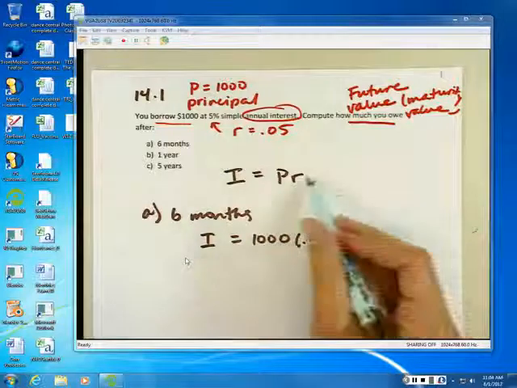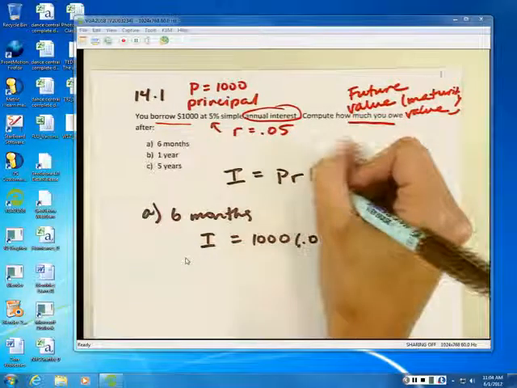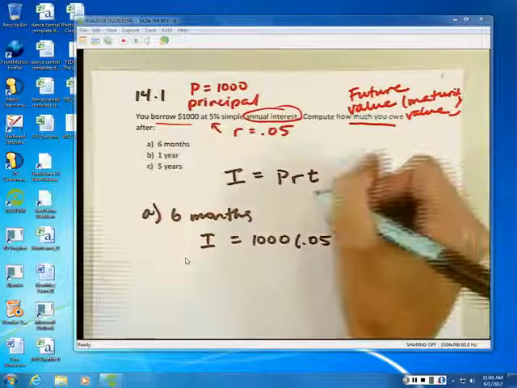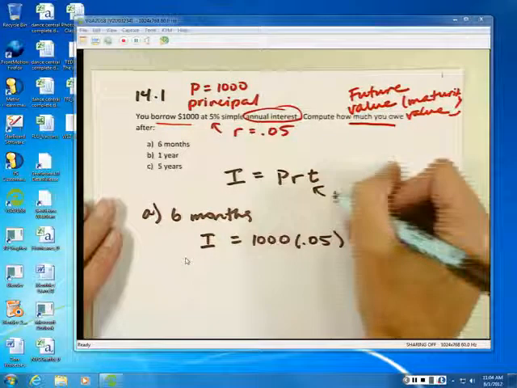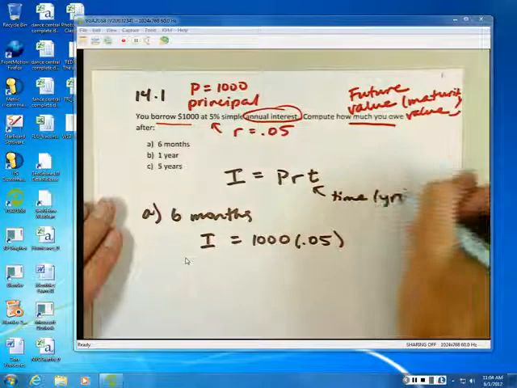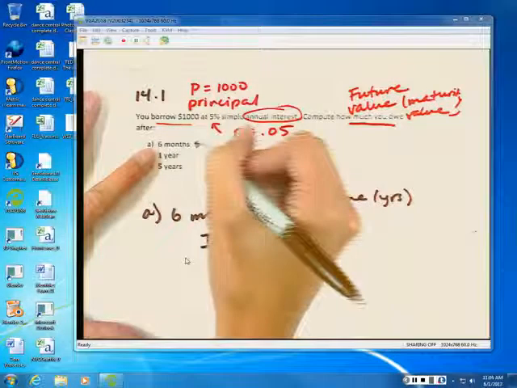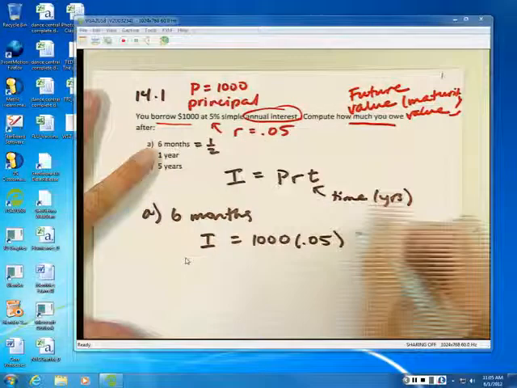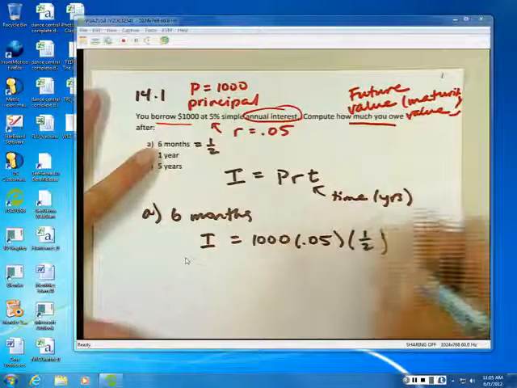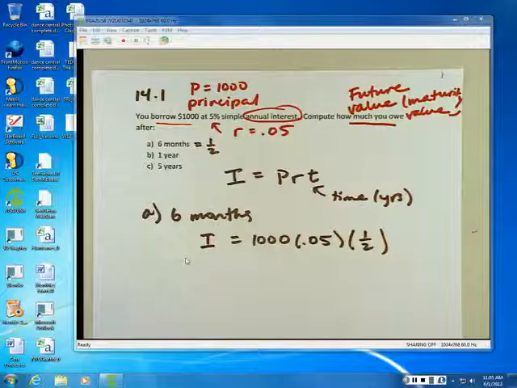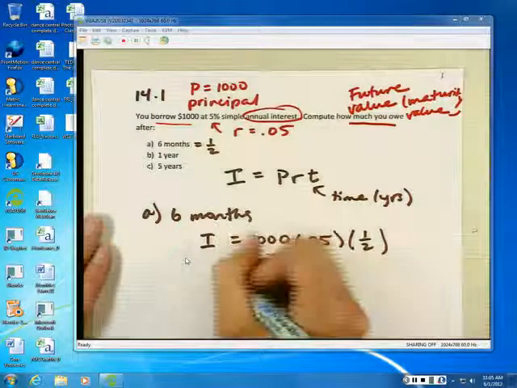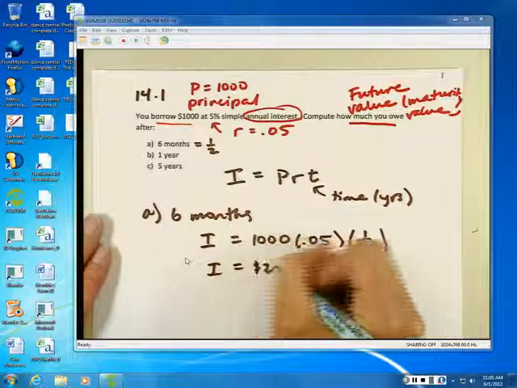So I'm going to put one more value here so that we can use it for any amount of time, and that's T. This is the time in years. So 6 months is half of a year, so we're going to change that into 1/2. So times half of a year. I'm just going to type in 1,000 times 0.05 times 1/2, or you can divide it by 2. And we end up with an interest amount of $25.